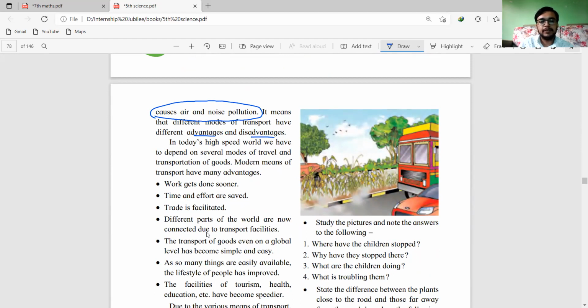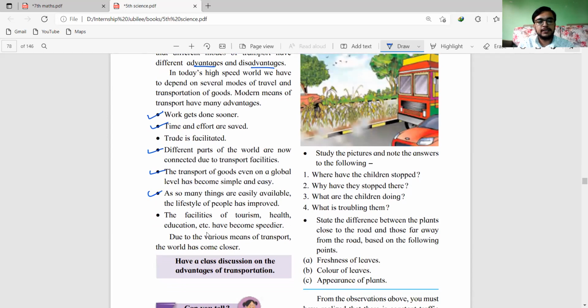In today's high-speed world, we have to depend on several modes to travel and transport goods. Modern means of transport have many advantages. What are the advantages? Work gets done sooner, right? We can do our work very fast. Next one is time and effort are saved, right? Different parts of the world are now connected due to transport facilities, right? With the help of plane, you can reach another country within one day, right, within hours. Okay, the transport of goods even on a global level has become simple and easy.